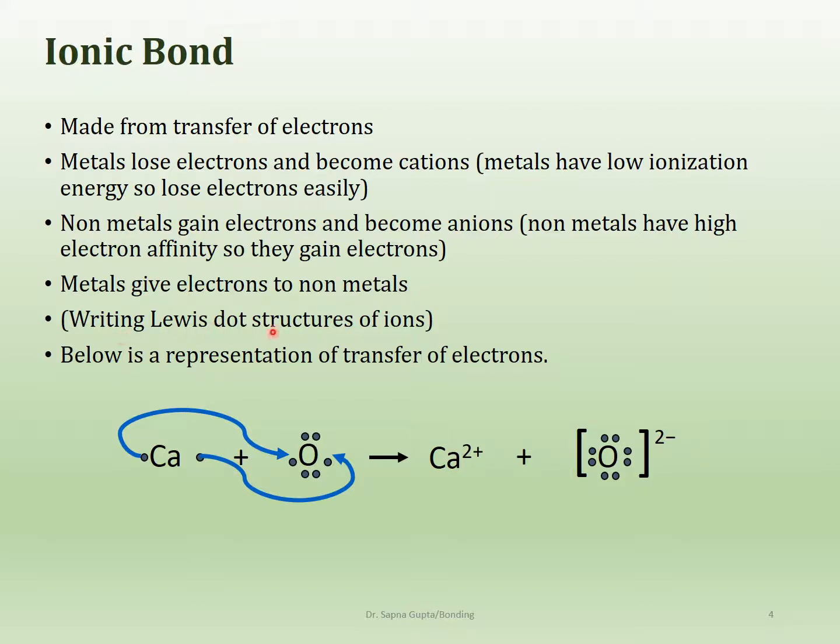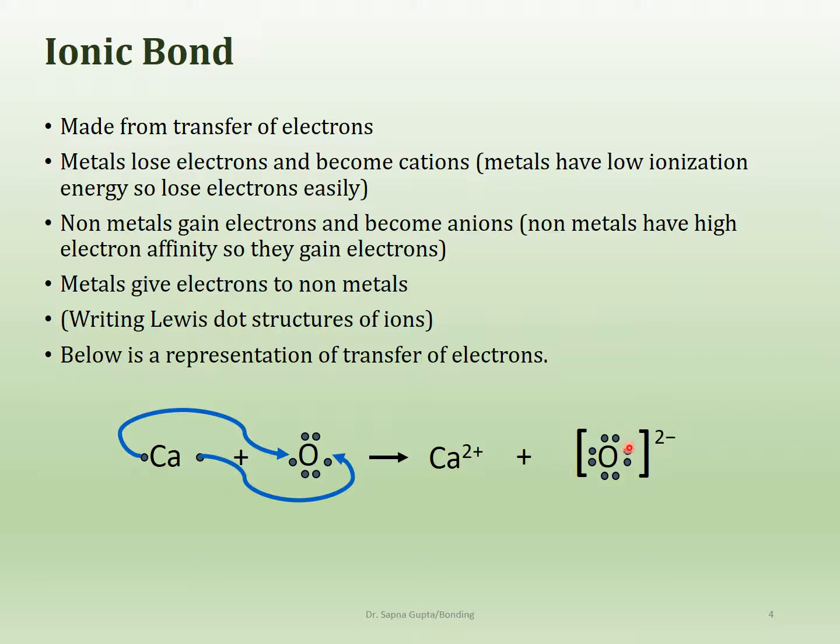So what we do in case of ionic bonding is we write the Lewis dot structure of both the starting materials that we need to bond, and then we show the transfer of electrons. For example here we have calcium and oxygen. Calcium has 2 electrons in the valence shell and oxygen has 6. So oxygen needs 2 electrons, which calcium will give to oxygen. So now calcium becomes Ca2+ and oxygen becomes O with 8 electrons and then the 2-, over here.